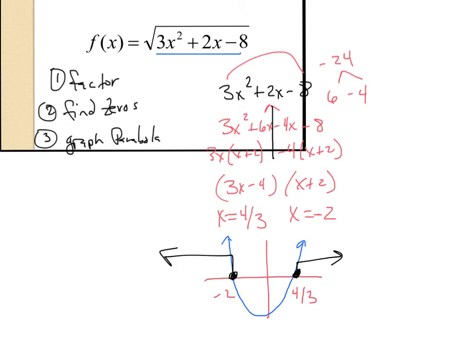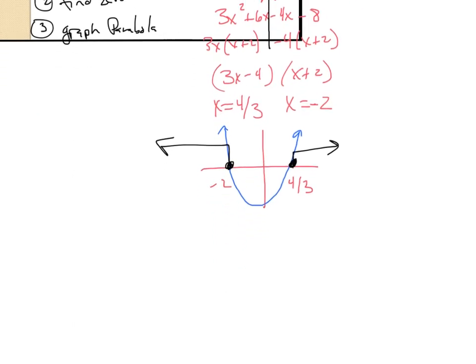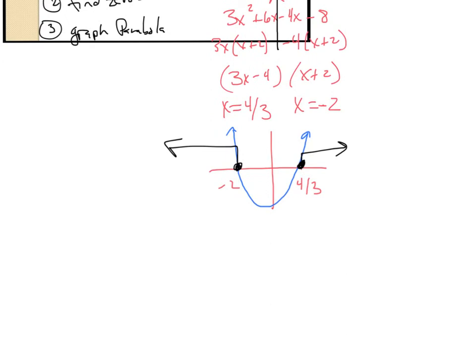So these guys that I've identified with the black part of my graph are telling you that any number greater than 4/3 is going to give me a positive value in the radical. Any number less than or equal to negative 2 is also going to give me a positive value. These guys I can take the square root of. So that helps me with my solution. I know x is going to be greater than or equal to 4/3, or x is going to be less than or equal to negative 2. And that is my domain.